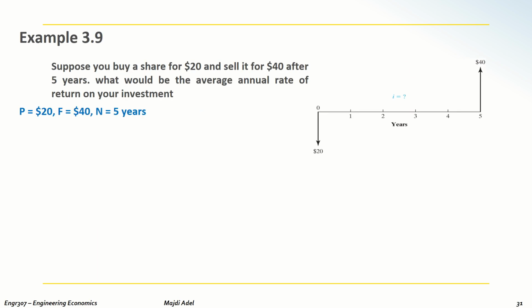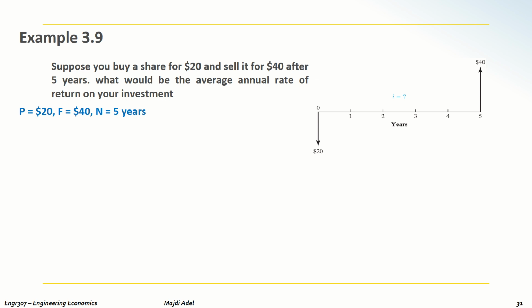Okay, and now we are going to solve example 3.9. We have four variables in the compound interest formula: future value, present value, interest rate I, and number of interest periods N, and we can solve the equation for any of these four variables, provided that we are given the other variables. We can calculate F given P, I, N; calculate P given F, I, N; calculate I given F, P, N; calculate N given F, P, I.